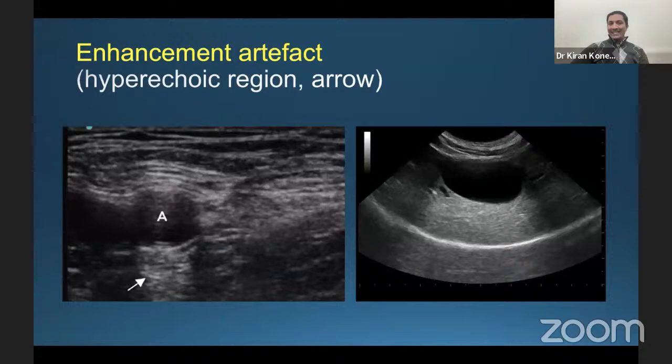Then you get the enhancement artifacts, which is what we sometimes call post-cystic enhancement. As you can see in the left image, behind the artery, which is shown as a hypoechoic or dark circle, you get an enhancement artifact, more like a hyperechoic image. It should not be mistaken for the presence of a nerve or any other structure. Dynamic scanning and certain maneuvers through the probe will give a better picture of what is happening, and we have to be aware of that, especially when passing the needles. On the right, it shows something very similar, a post-cystic enhancement just hidden behind the cystic swelling.